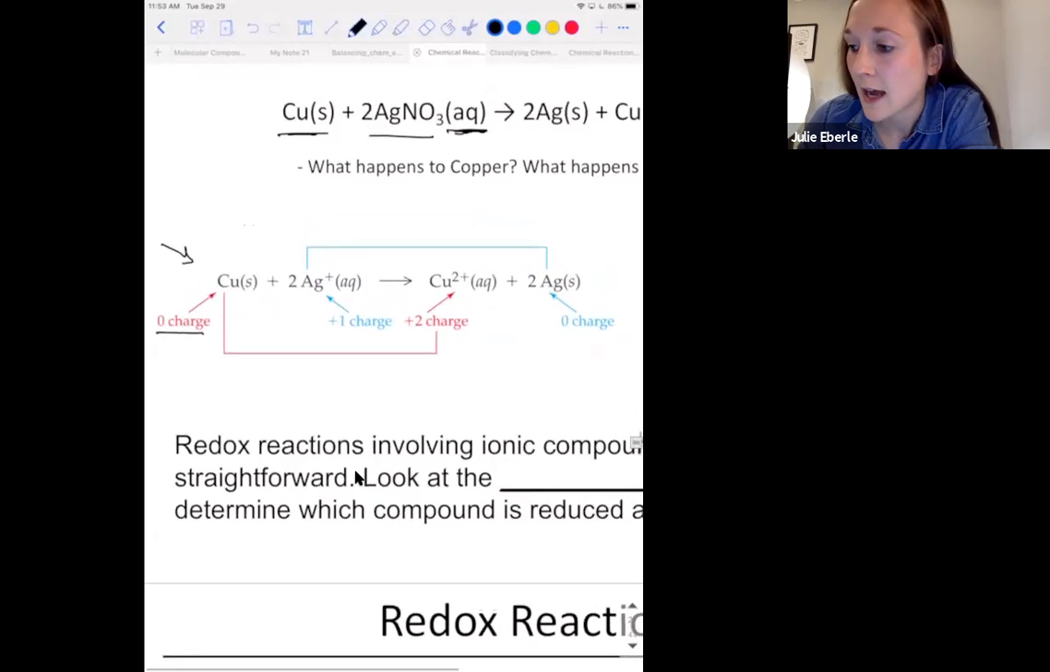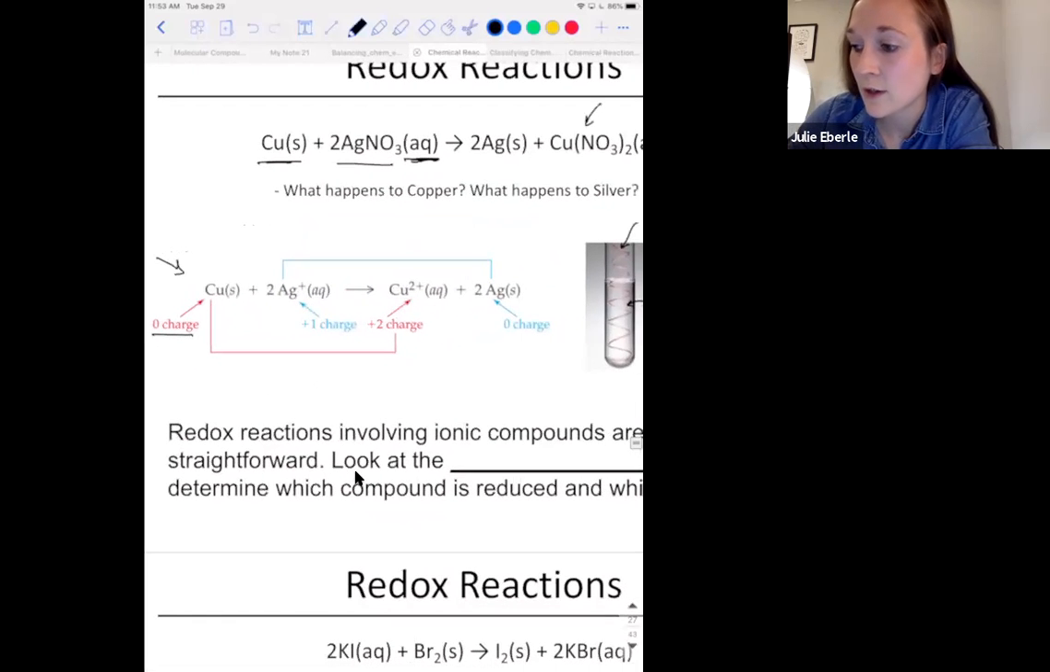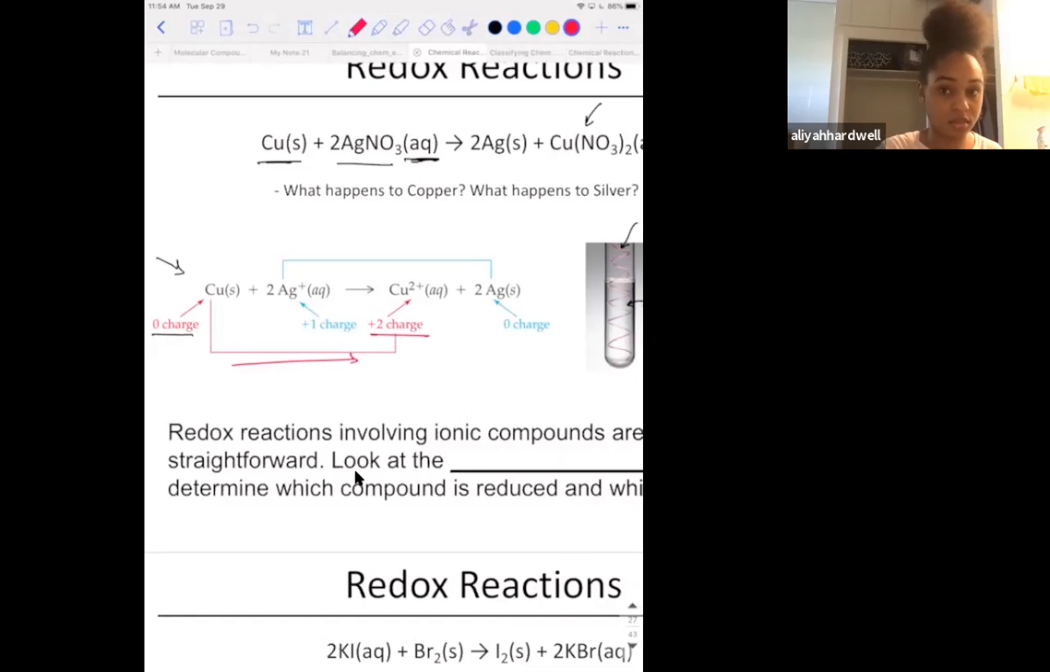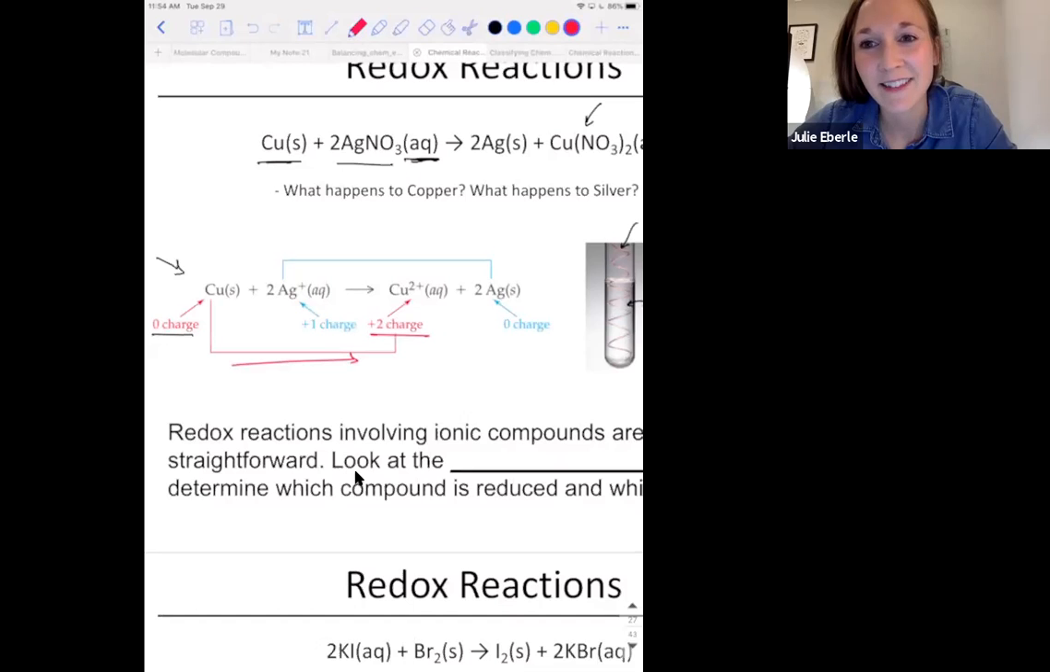And on the product side, we see that copper is over here in the ionic compound. That means it's now a cation. So copper went from 0 charge, and if you follow this red line over, now it has a +2 charge. So copper went from 0 to +2. So did it gain or did it lose electrons? It gained. Lost. There's debate. Someone said it gained, someone said it lost. What do y'all think? Any other comments?